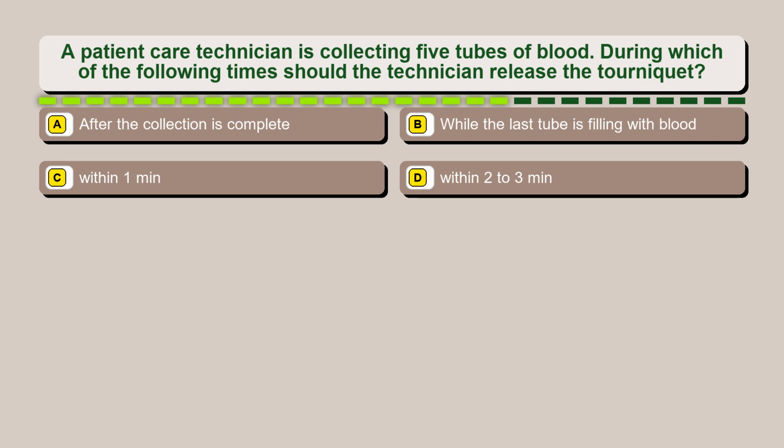During which of the following times should the technician release the tourniquet? Option A, after the collection is complete. Option B, while the last tube is filling with blood. Option C, within 1 minute. Option D, within 2 to 3 minutes.